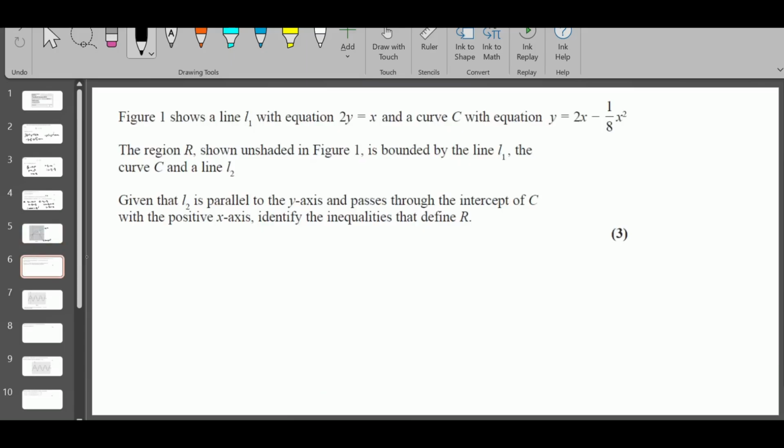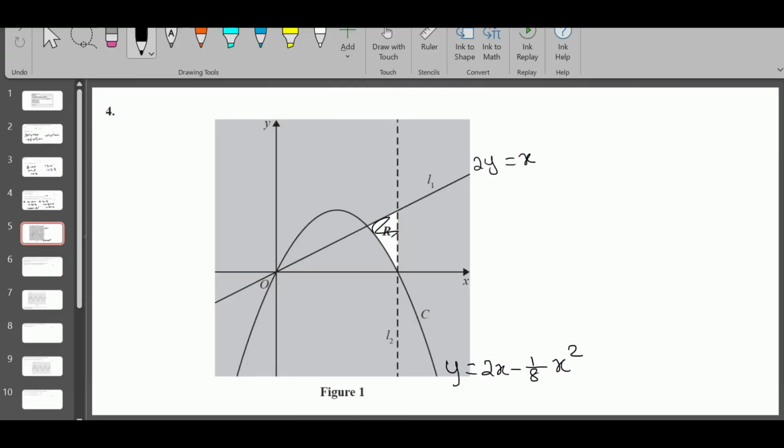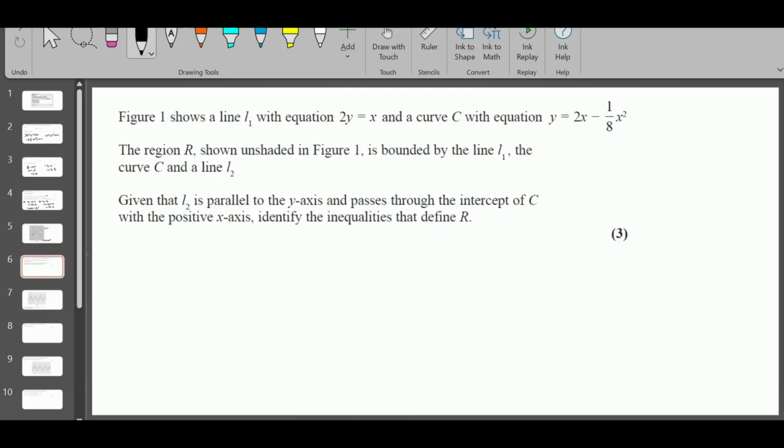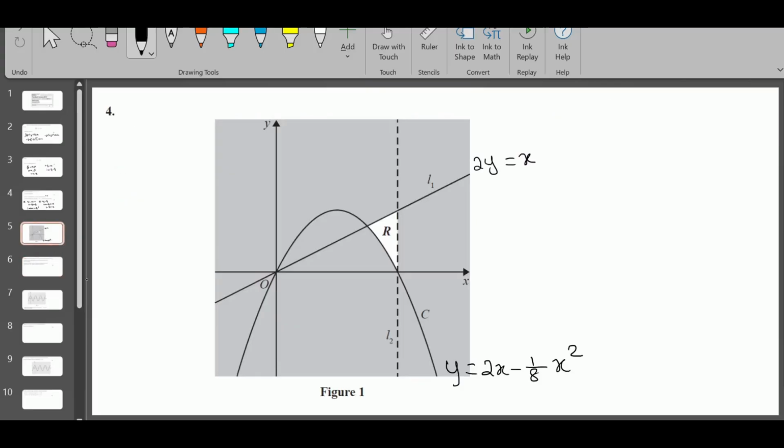The region R is shown unshaded in figure 1. As you can see here, it's unshaded, this one, and bounded by the line L1, the curve and the line L2. There is another line L2. We don't know the equation of this line actually, so we need to find the x-intercept of the curve by using this equation. So you can get the equation of this dotted line, right?